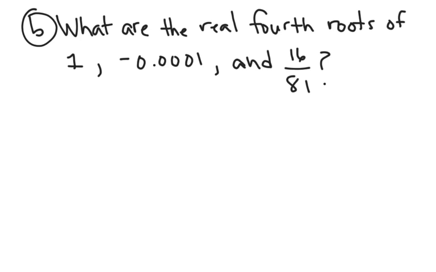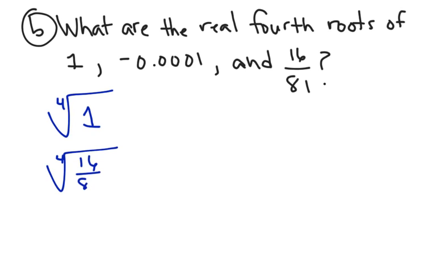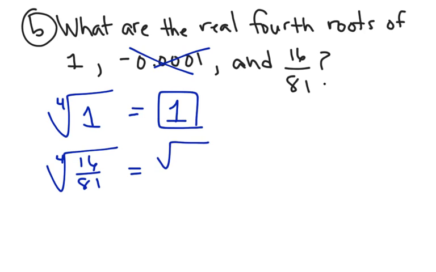Now let's find the real fourth roots of 1, -0.0001, and 16 over 81. Since we're finding fourth roots, we can only find the fourth root of something that's positive. We can't find even roots of something that's negative, so this one is no solution. The fourth root of 1 is 1. That's an easy one.